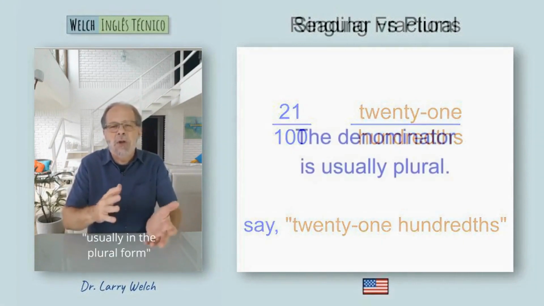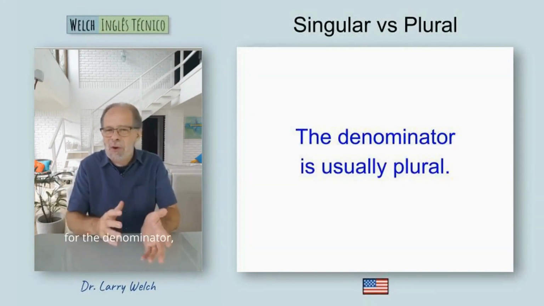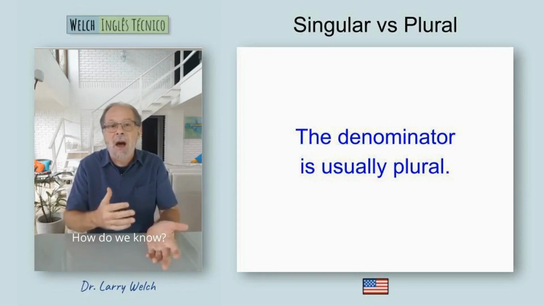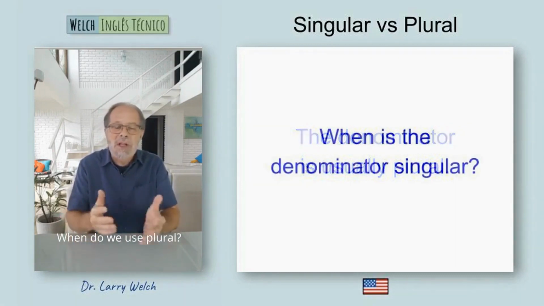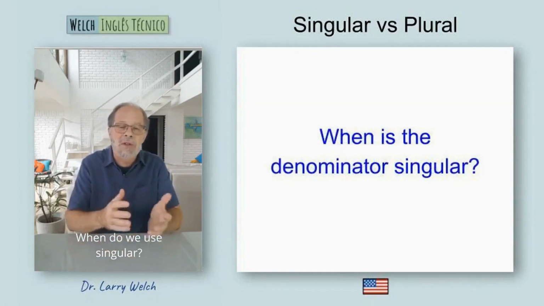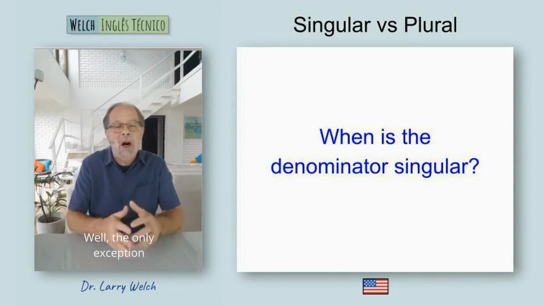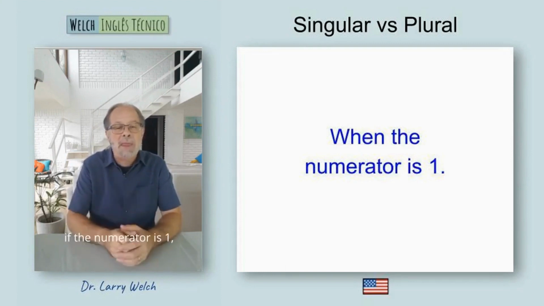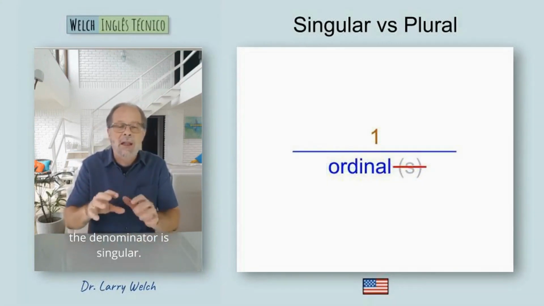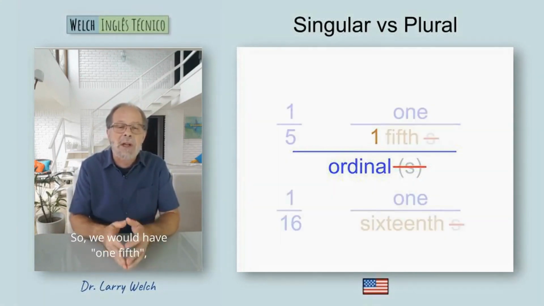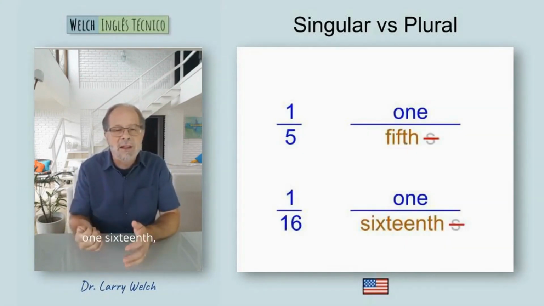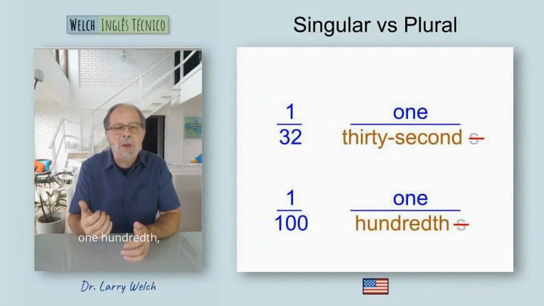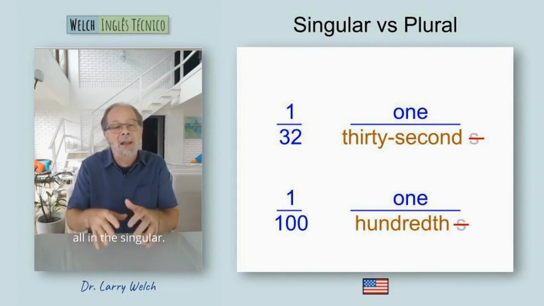So I said usually in the plural form for the denominator. How do we know when do we use plural? When do we use singular? Well, the only exception is if the numerator is 1. If the numerator is 1, the denominator is singular. So we would have 1/5, 1/16, 1/32, 1/100th, all in the singular.